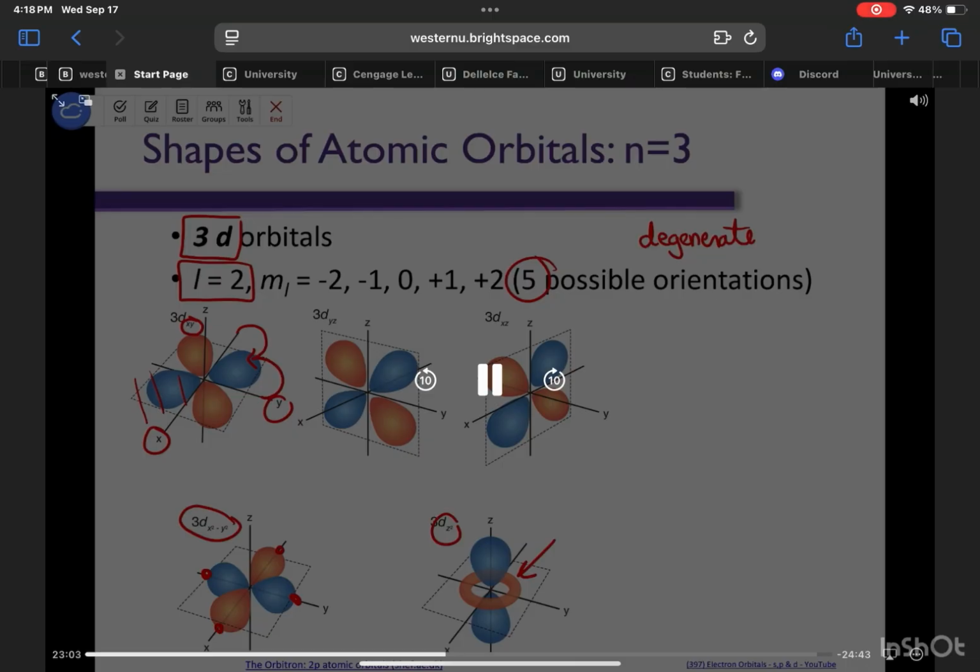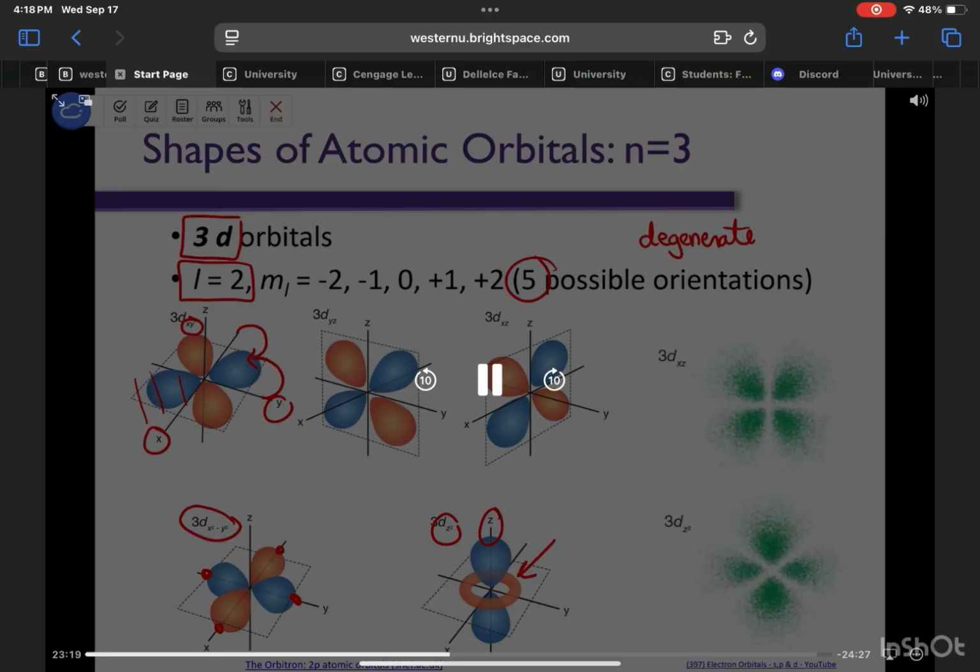And that's where we get our dz squared. The name comes because it's lying now. The blue lobe is lying along the z-axis. Okay, why do we have 4 that look very similar and one that just kind of looks funky?